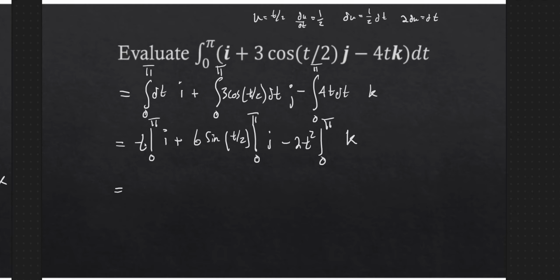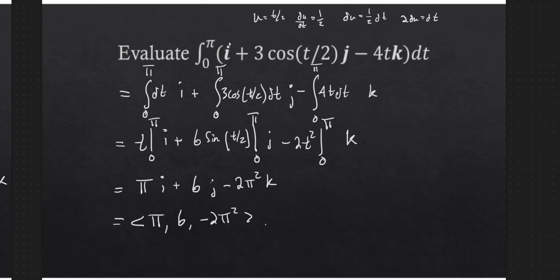So let's actually do this now. That's going to be pi minus 0 here, so that's pi in the i direction, plus, let's see, sine of pi over 2 is 1, sine of 0 is 0, so that's just going to be 6, and that's in the j direction. And finally, with k here, that's 2 pi squared minus 0, so this is just minus 2 pi squared in the k direction. And if I want, I can combine this into component form. That's pi, 6, minus 2 pi squared, and this is the definite integral of my original vector valued function.